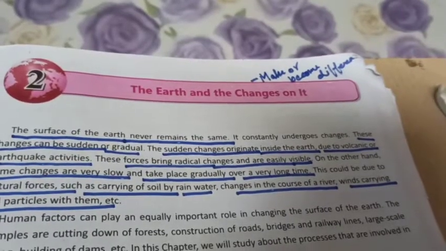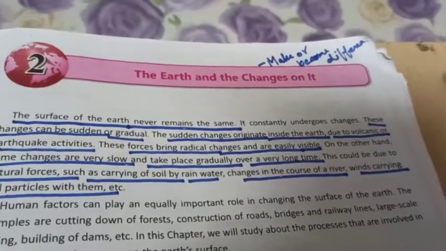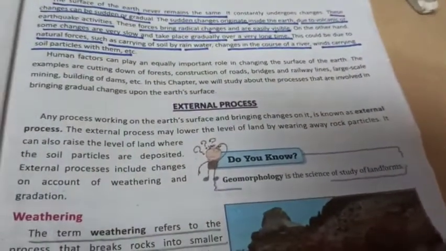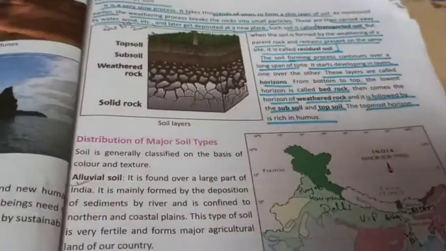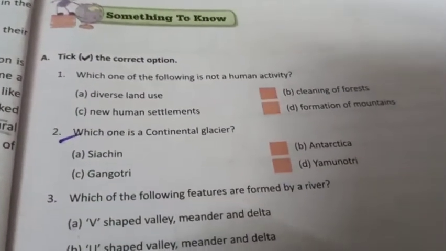Namaste children, this is chapter 2 in our revision session, the earth and the changes on it. So children, we have already revised the whole chapter. In the class we have already discussed, and today we are going to revise the exercise of this chapter. So first of all, here tick the correct option.